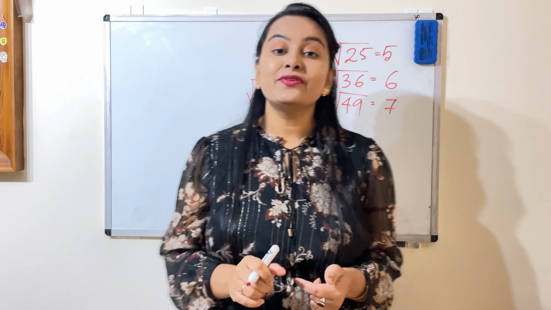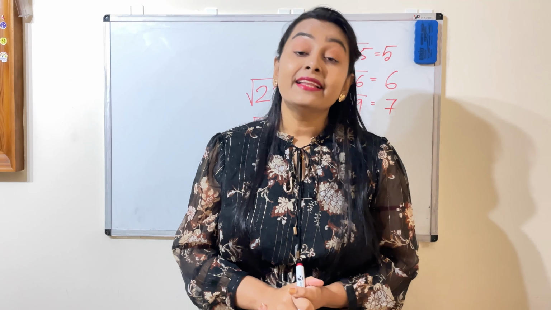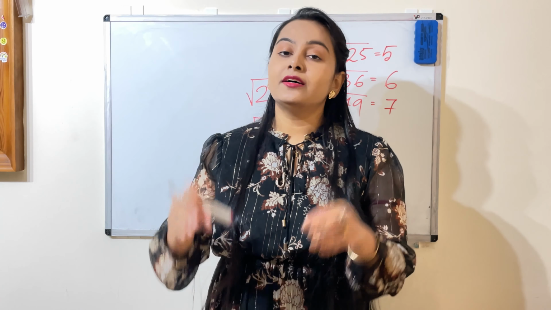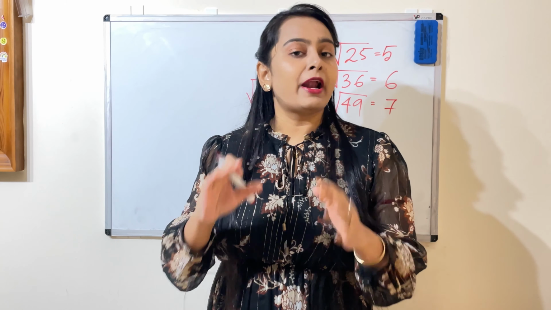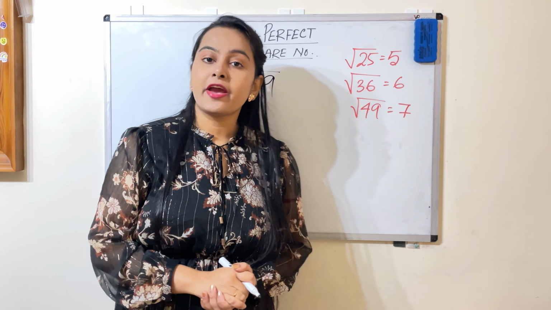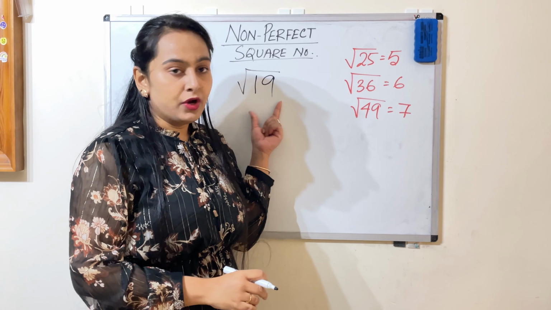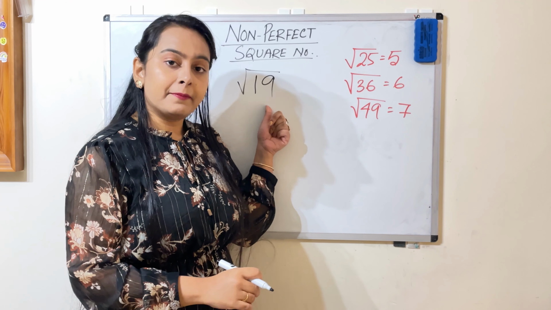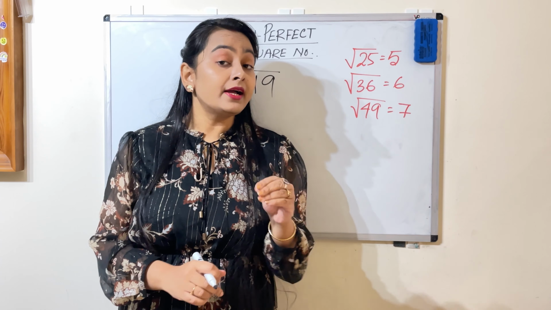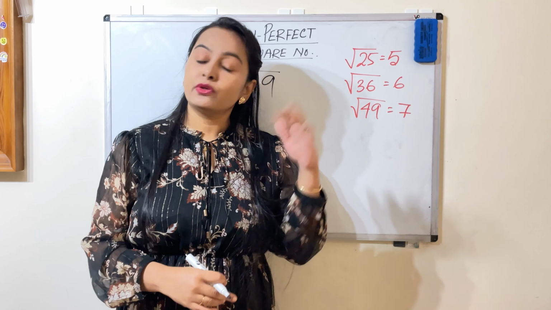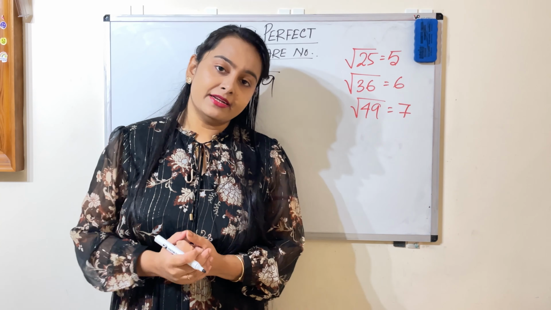So in today's class, we are going to discuss how we can find the square root of a non-perfect square number. Suppose I ask you to find the square root of under root of 19, which is a non-perfect square number, right? So how can you find the answer? Within a few seconds, by using this method, you can find the answer, right?